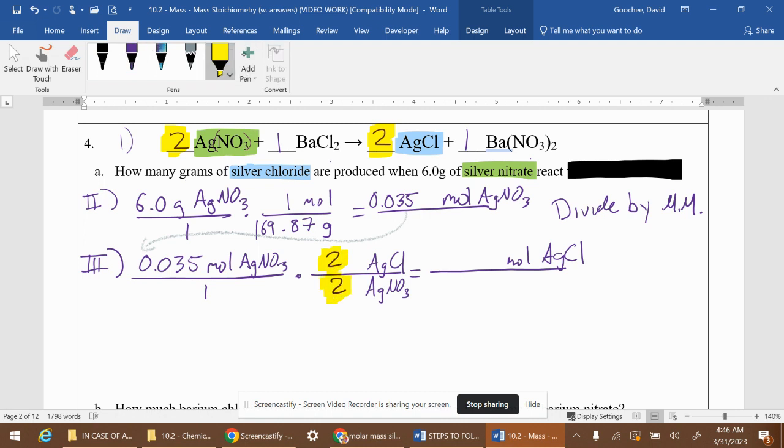Remember, sometimes the recipe is like that. Sometimes the recipe only calls for one thing. How many hamburgers can you make from 10 burger patties? You can make 10 hamburgers. It's 1 patty per burger, right? So sometimes the recipe just ends up being 1 and 1. So 0.035 moles of silver nitrate will produce 0.035 moles of silver chloride. On to the last step.